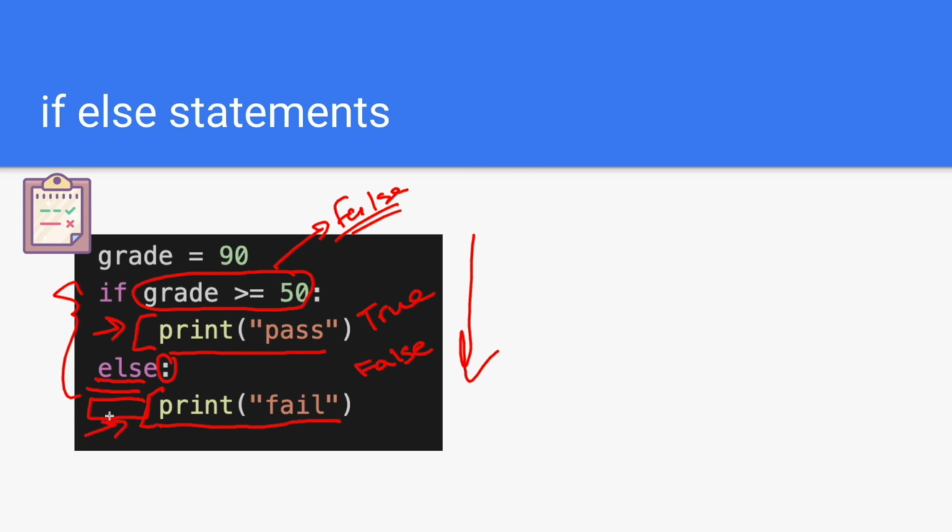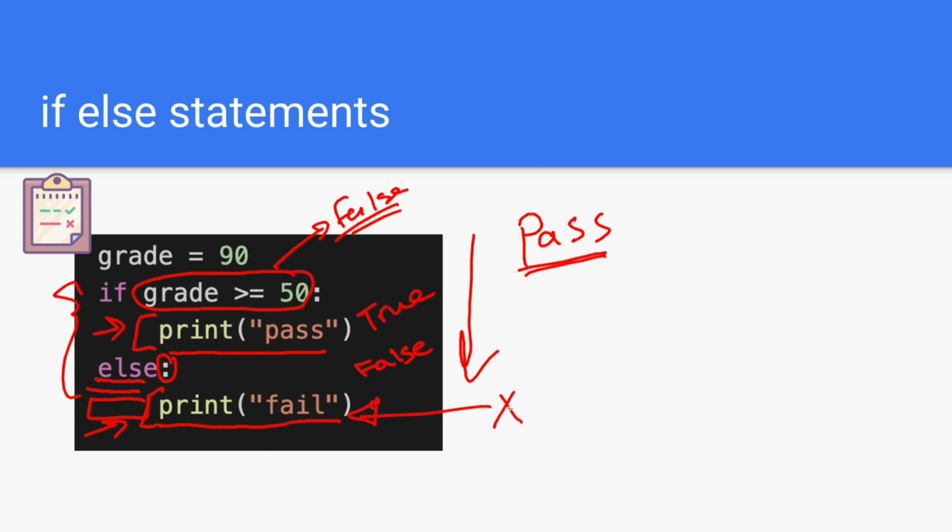In this example, grade is 90. 90 is greater than or equal to 50, then this means that pass will be printed on the screen. And this statement right here is not going to be executed.